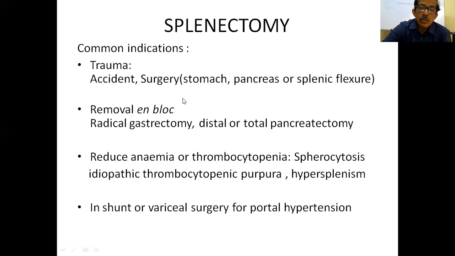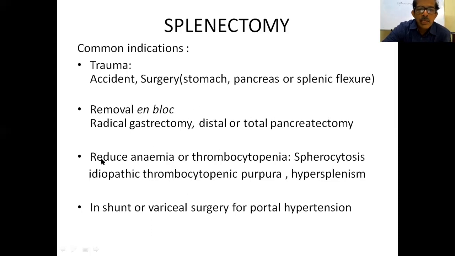Removal en bloc. So here it is accidental, whereas here it is deliberate. Removal en bloc in radical gastrectomy, upper radical gastrectomy for carcinoma of the stomach, or carcinoma of the pancreas, where you want to do distal pancreatectomy, total pancreatectomy. In those conditions, depending on whether you are doing splenectomy or not, this gastrectomy is classified. So that's why removal en bloc here means mainly due to carcinoma.